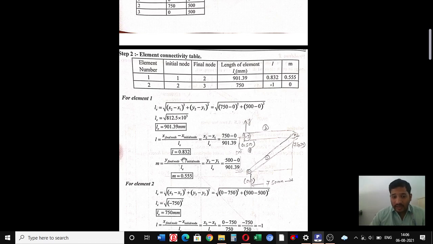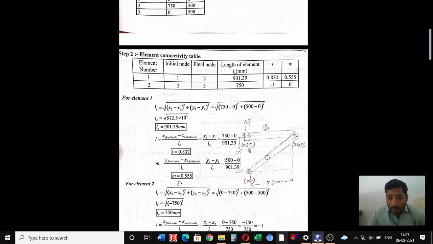Clear? After getting the values of L and M, we need to substitute them in this first element table. If you substitute here, the L value we got is 0.8832 and the M value is 0.555. Clear?